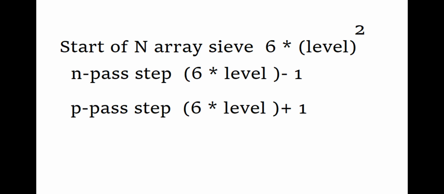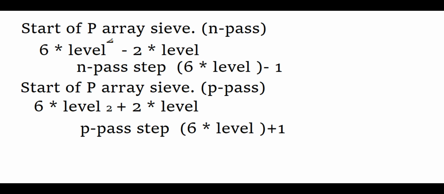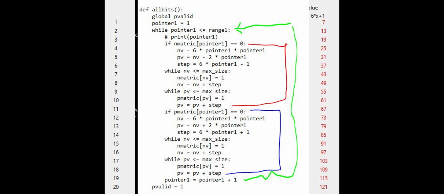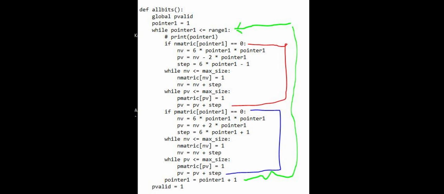For both the N array and the P array, there will be two passes at a starting point and a step. These values are found in the chart shown above. There is 6x squared for the start of the N array, and then there's 6x squared minus 2x for the start of the array at one level, and 6x squared plus 2x for the start of the positive array at the higher level. You only have to complete 2,400 levels to find all the prime numbers up to 200 million.